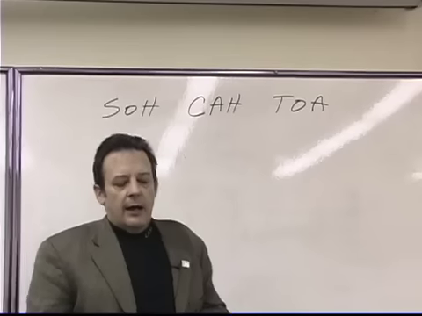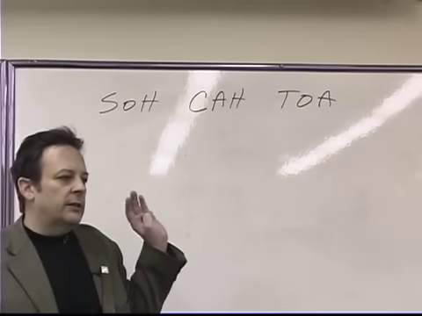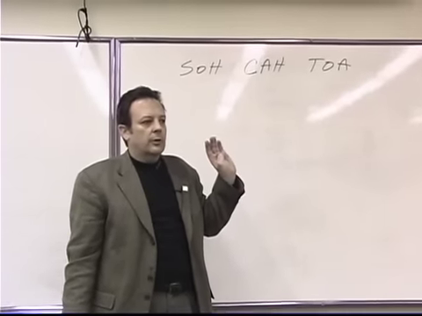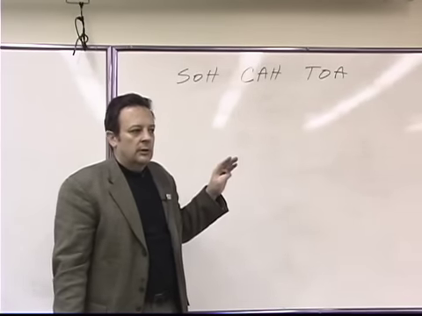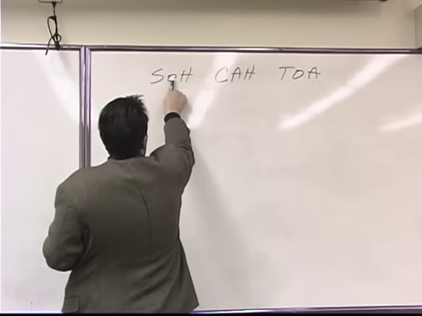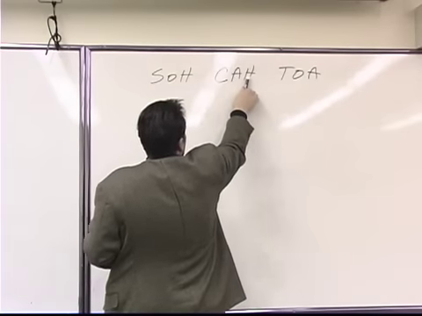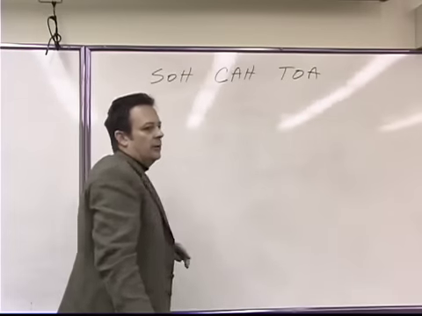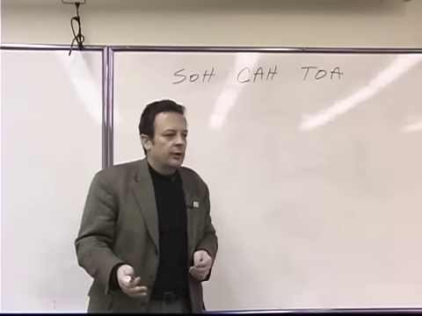Okay? Now, the reason that that's useful is because it gives you a tool to memorize the primary trigonometric functions all in one little thing, SOH CAH TOA. And I'll show you what that is. The sine of an angle is the opposite over the hypotenuse. The cosine of an angle is the adjacent over the hypotenuse. The tangent of an angle is the opposite over the adjacent. Now, even that may not mean that much to you, but once I get done with this exercise, it will.